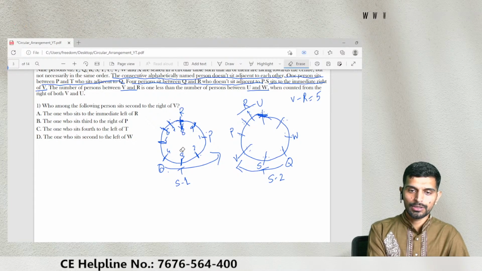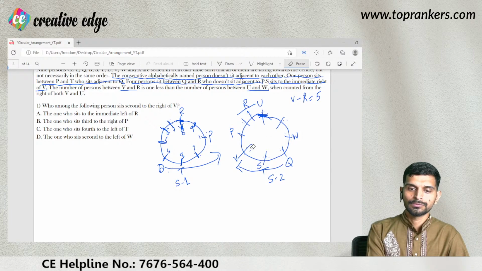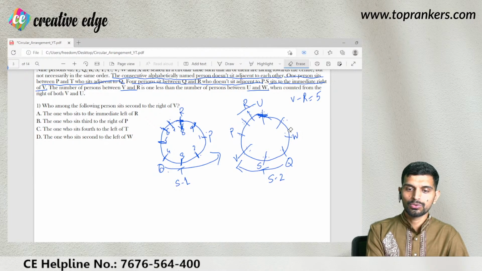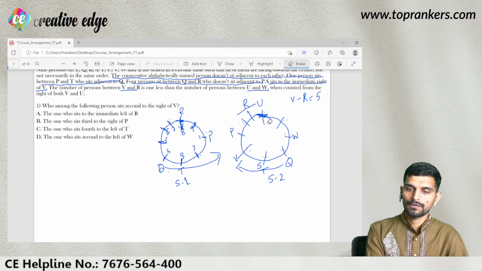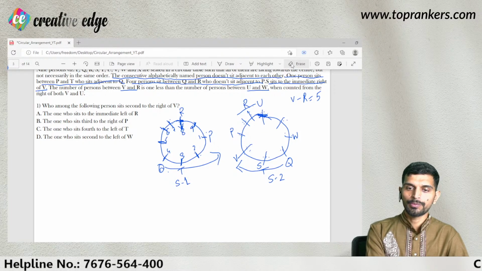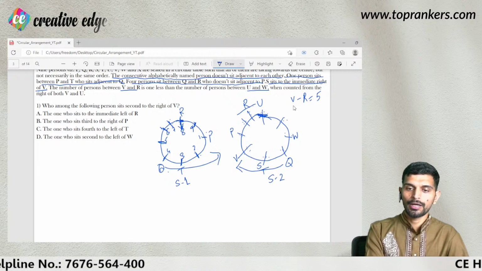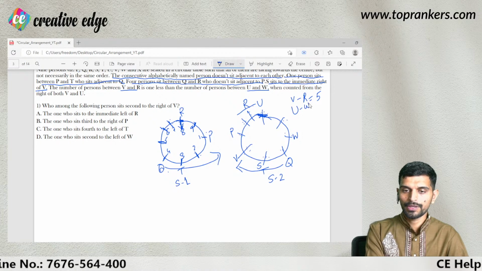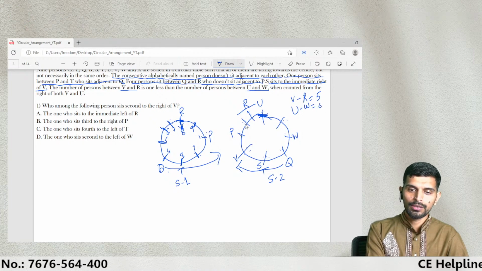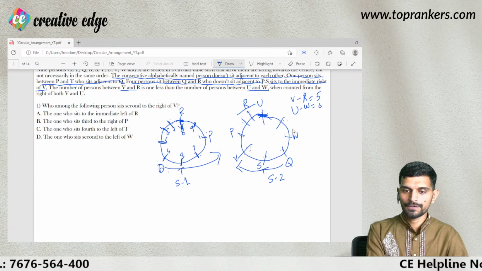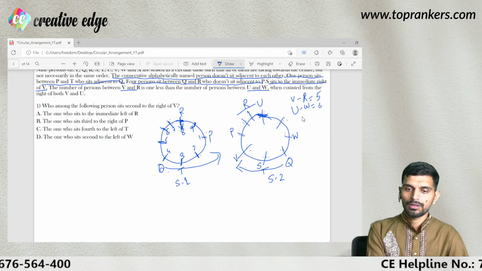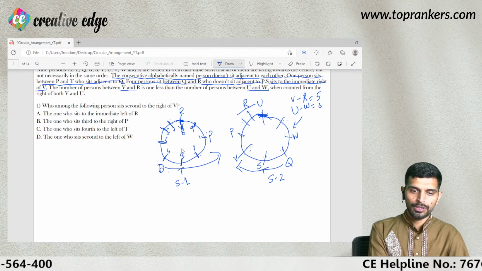And what about in this situation? So count here. 1, 2, 3, 4, 5. So there are 5 people between V and R, and there are 6 people between U and W. 1, 2, 3, 4, 5, 6. Right? In this case. What about here?